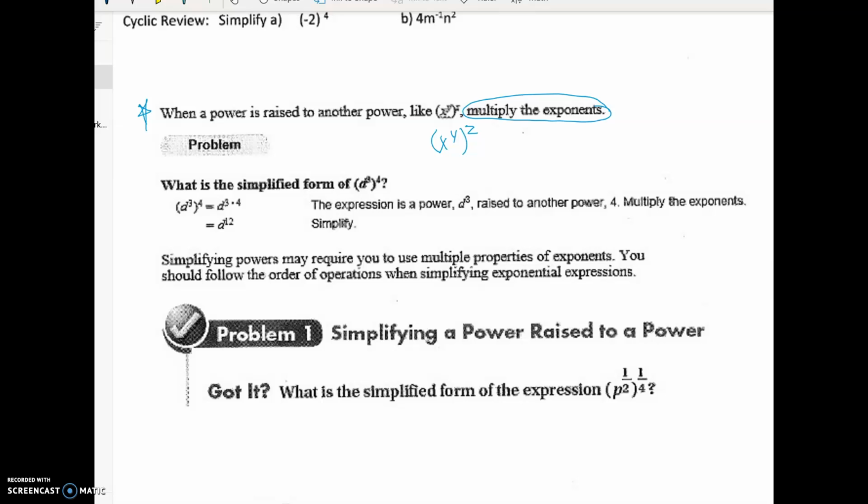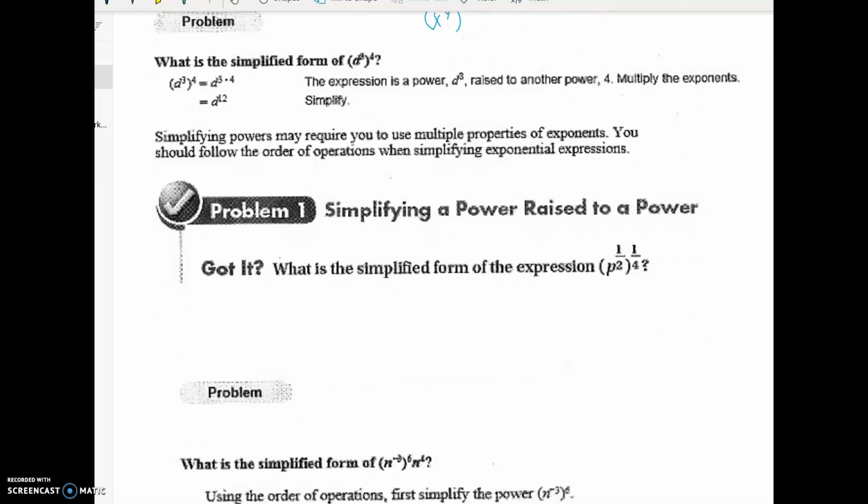Now, simplifying powers can require you to use multiple properties. Like I mentioned earlier, once we learn a property, we can build on that property and keep going. And the problems can get more complex. So make sure that you follow the order of operations when you're simplifying exponential expressions that are more complex in nature. Just a heads up there.